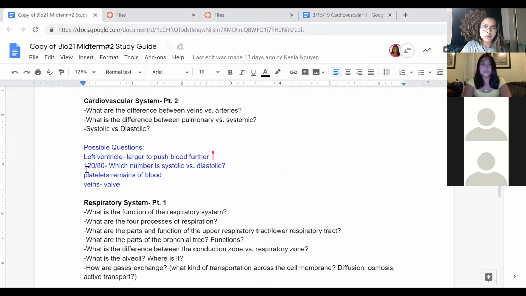Which number is for this question right here? 120 over 80. Which number is the systolic versus diastolic? The systolic is the 120, and the diastolic is the 80, because systolic is the contraction and the diastolic is the relaxation.